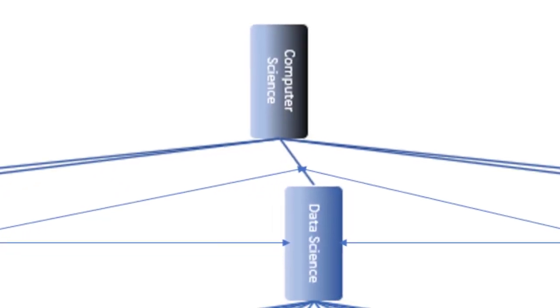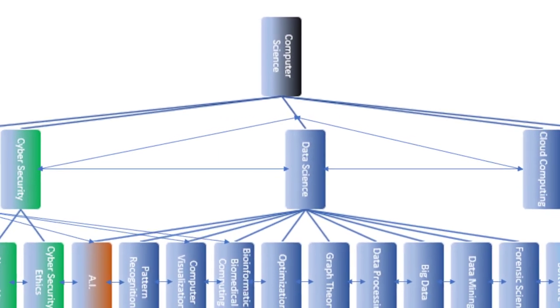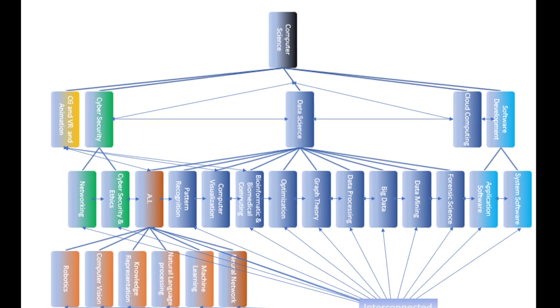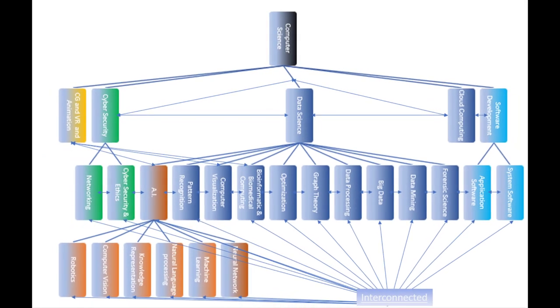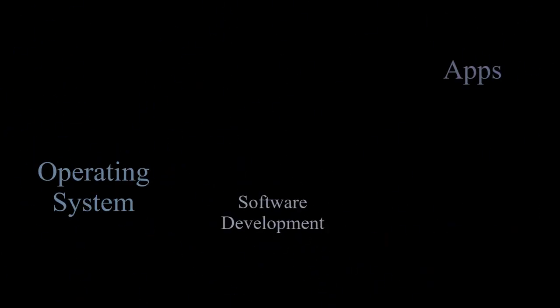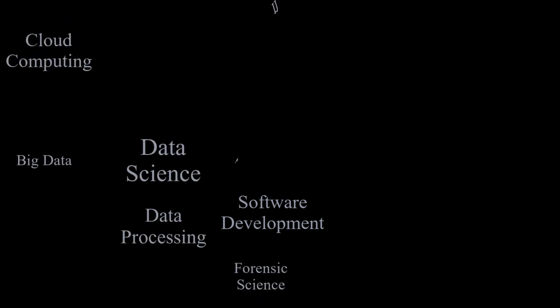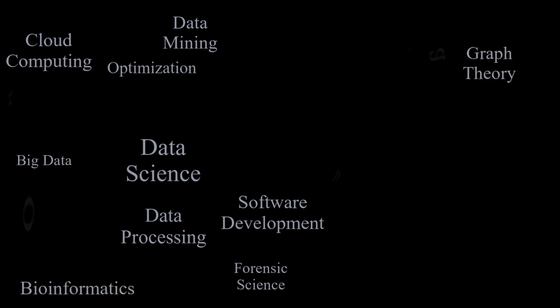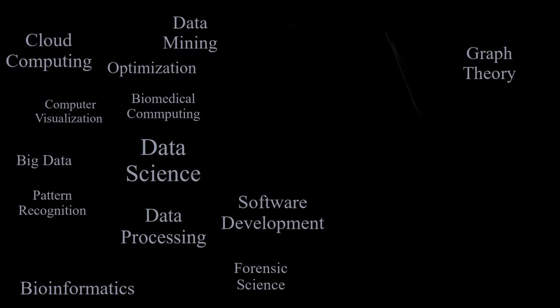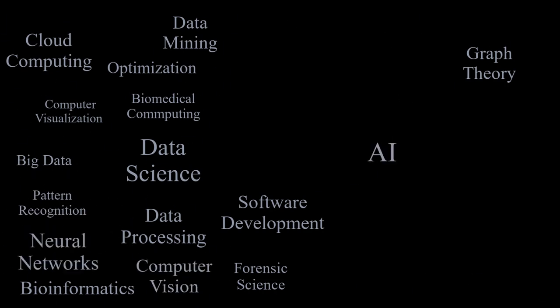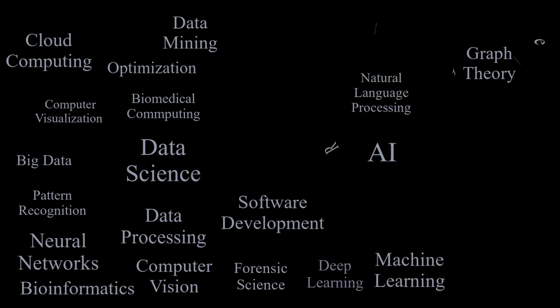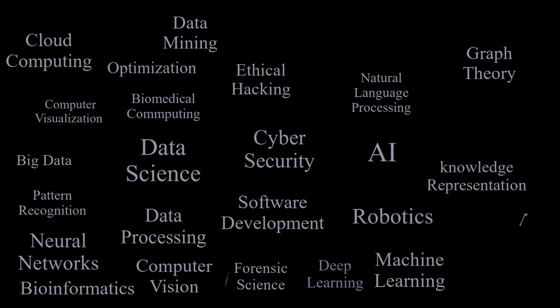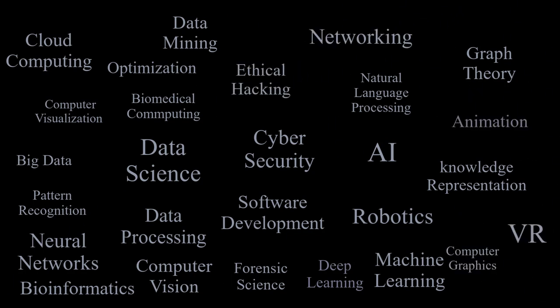Although I can go on and on, I will stop here in hopes that this video helped you visualize the field of computer science and helped you understand the academic routes and paths to mentioned fields. Even though there are many different areas, from operating systems to apps and software development to data science, cloud computing, forensic science, data processing, big data, data mining, optimization, graph theory, bioinformatics, biomedical computing, computer visualization, pattern recognition, neural networks, artificial intelligence, computer vision, machine learning, natural language processing, knowledge representation, robotics, to cybersecurity, ethical hacking, computer networks, computer graphics, animation, virtual reality, they all share one thing in common, and that is that they represent the science of computers, aka computer science.